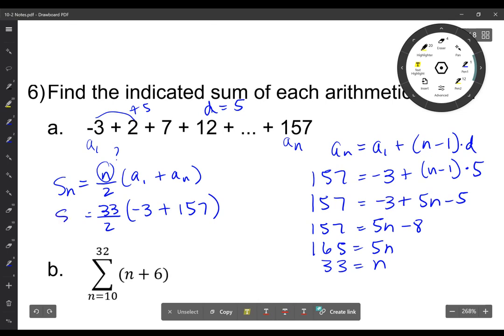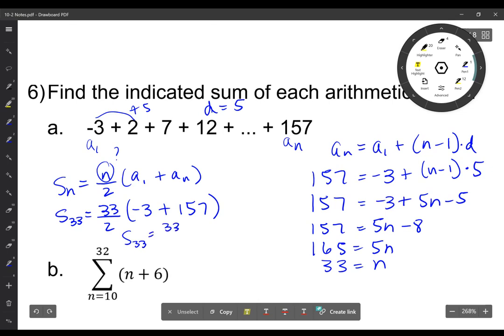And really then we're finding S sub 33, the sum of the first 33 terms. And this is going to be a whole number. I know that's a concern. It doesn't make sense that I would add up a bunch of integers and get a decimal. So don't let that 33 over 2 part scare you.